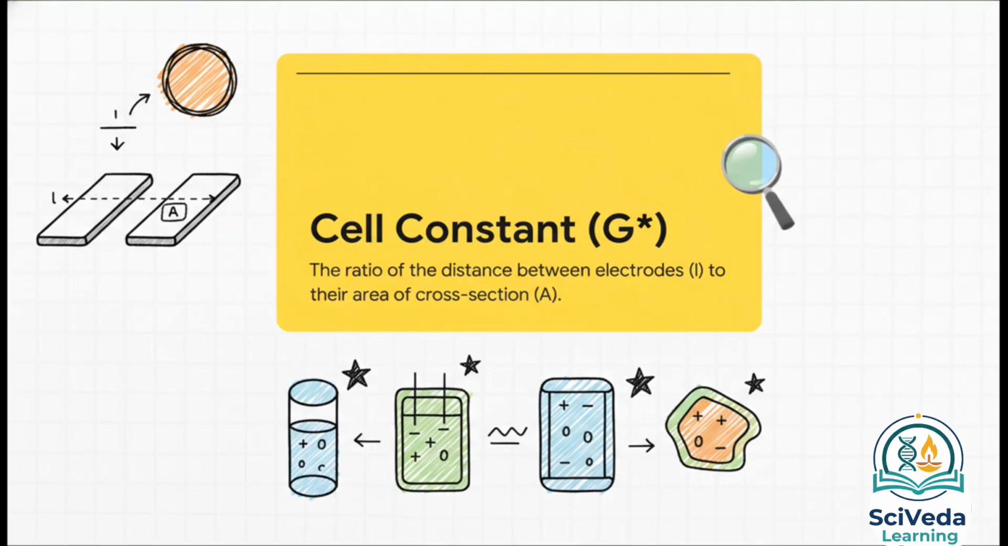Since that distance L and the area A are physically built into the cell and don't change, their ratio, L divided by A, is also going to be a constant. And we give this a special name, the cell constant. We write it as G star. This number is unique to each individual cell, and it is absolutely essential for all of our calculations.